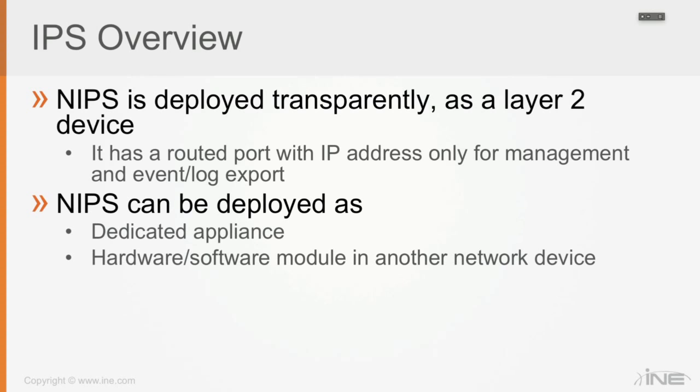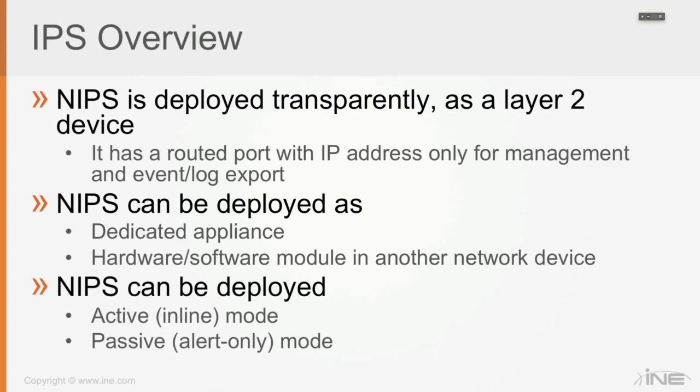Now NIPS can be deployed as a dedicated appliance, or as a hardware software module in another network device. We have two options to do NIPS with Cisco. And likewise, NIPS can be deployed either active in inline mode like an IPS, or passive, which means out of band like an IDS. Passive is also known as alert only, because if the IPS is deployed in passive mode like an IDS, it can pretty much only alert as malicious traffic is detected. It cannot stop the attack from happening because it's not inline in the traffic path.